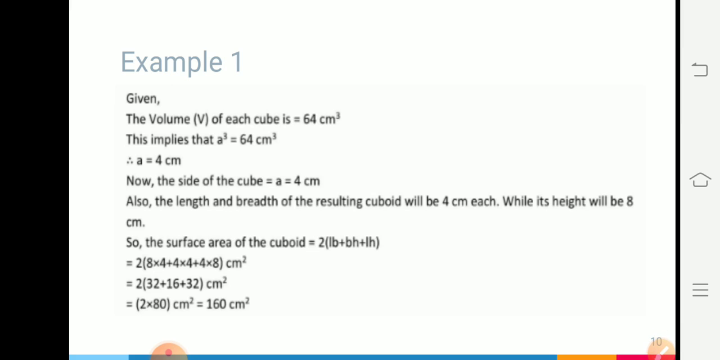So you can see the explanation done on the same lines over here, and you are getting the side of the cube as 4 cm. Now we will take out the surface area of the cuboid. The formula is 2(lb + bh + lh). Putting the values in this formula, we get the surface area of the cuboid as 160 cm².